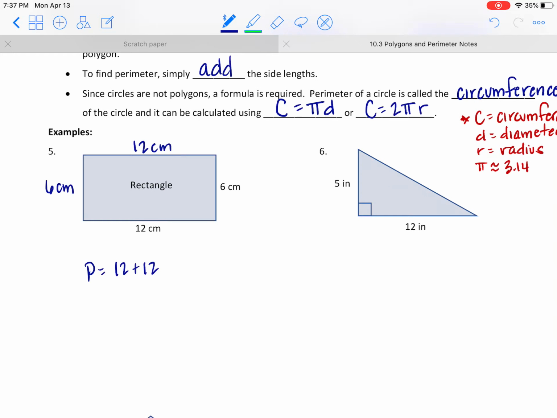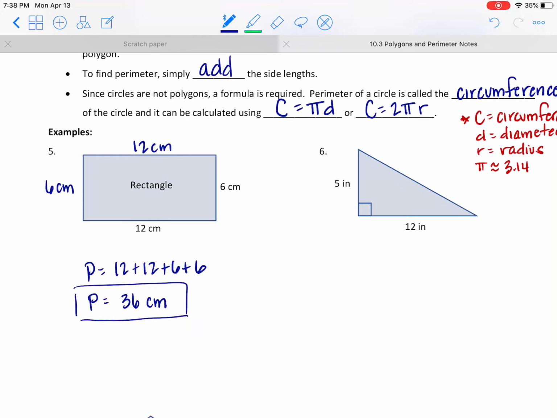So this perimeter is just going to be 12 plus 12 plus 6 plus 6, which is 12 and 12 and 12, 36, and that's centimeters altogether. So if you were to trace all the way around there, you'd be tracing a total of 36 centimeters. So the perimeter is 36.